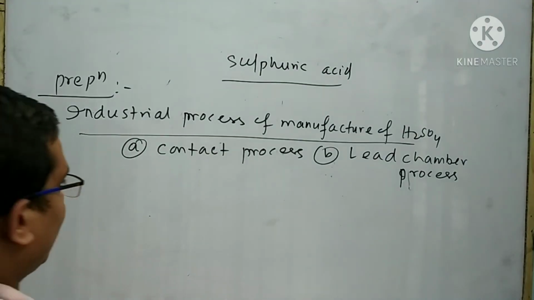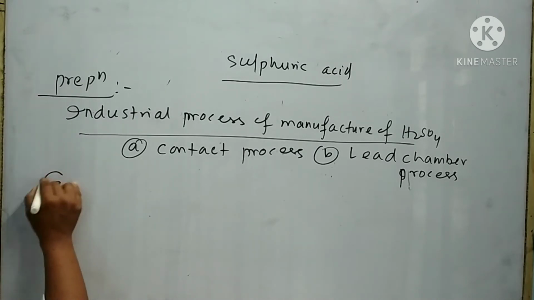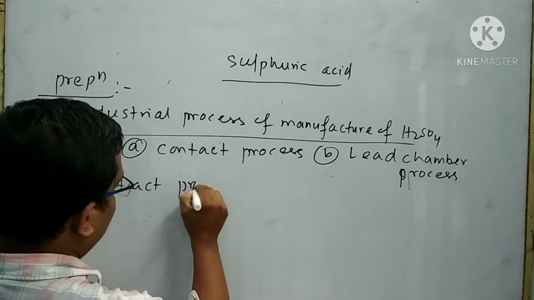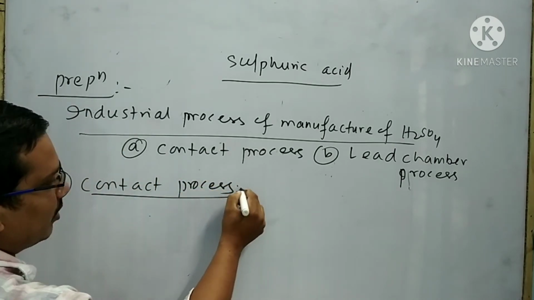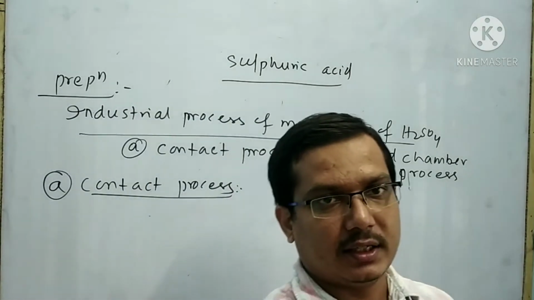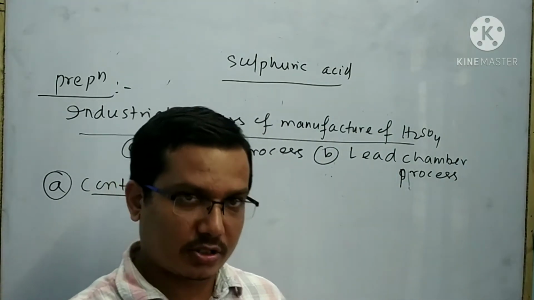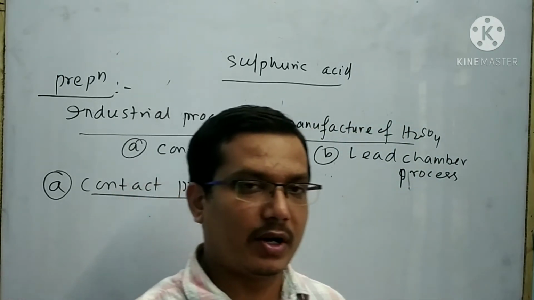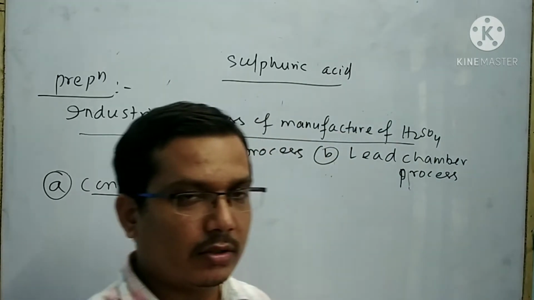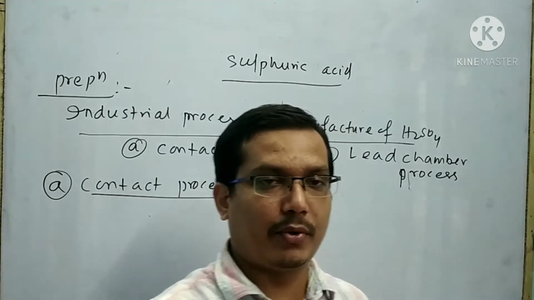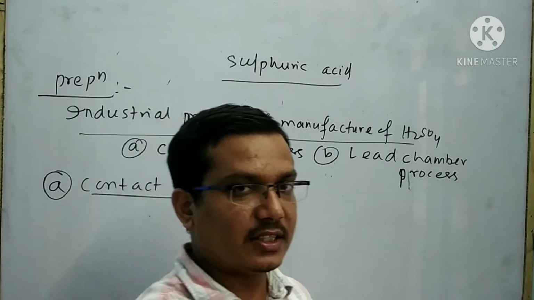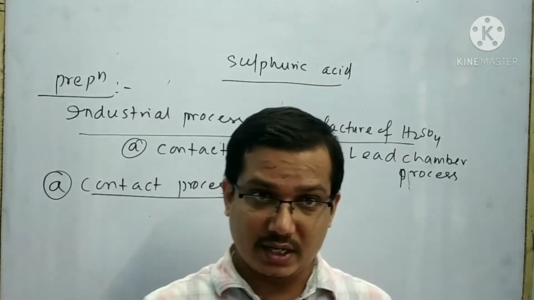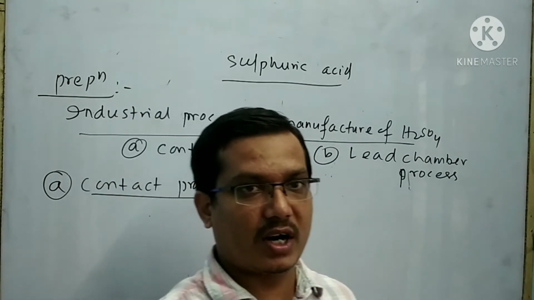According to our syllabus, generally we deal with the contact process. In this process, the sulfur or iron pyrite is subjected to burning with oxygen to produce sulfur dioxide. Now the sulfur dioxide is passed to the contact chamber at 450 degrees centigrade in the presence of catalyst vanadium pentoxide or platinized asbestos to form sulfur trioxide.